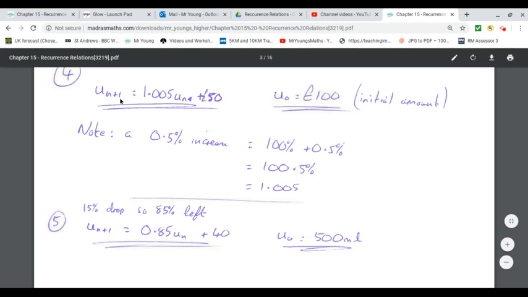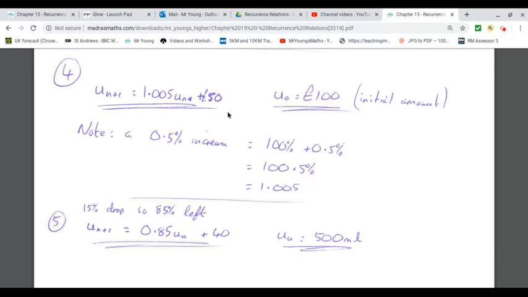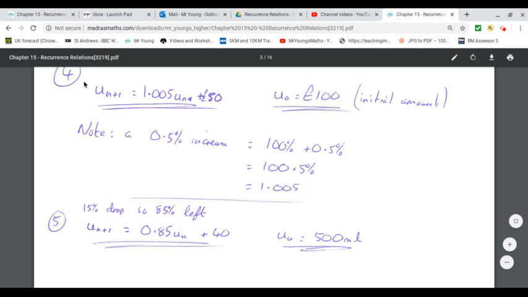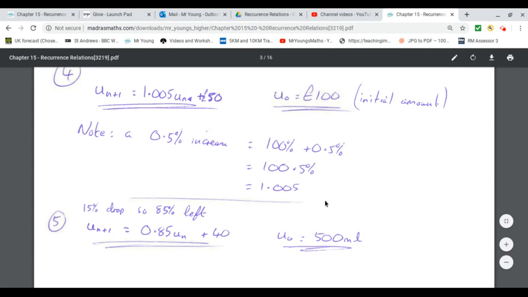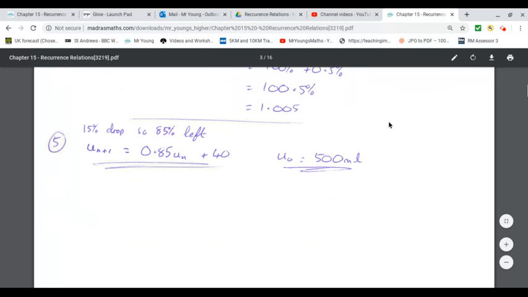Then to calculate U2, the amount after 2 years, it'll be 1.005 times the £150.50, add on the £50 again. Okay, and we're just getting into a loop, and we'll just keep on doing that loop to get U3, U4, U5, U6, etc. So there'll always be a percentage increase or decrease, and then most of the time we're adding or subtracting something after that. And always state U0, the initial amount.